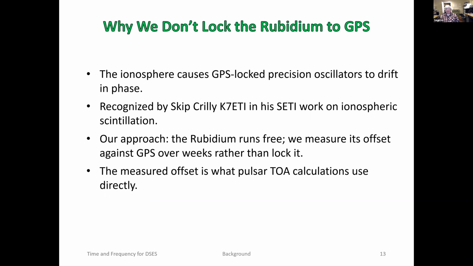Now, we do not lock the rubidium to GPS. Most of the oscillators you've seen, whether they're rubidiums or galvanized oscillators and so forth, and there is another one in the control room, do lock to GPS, and we don't do that because we don't want our precision frequency to be pulled off frequency by the atmospheric scintillation, which affects the GPS.